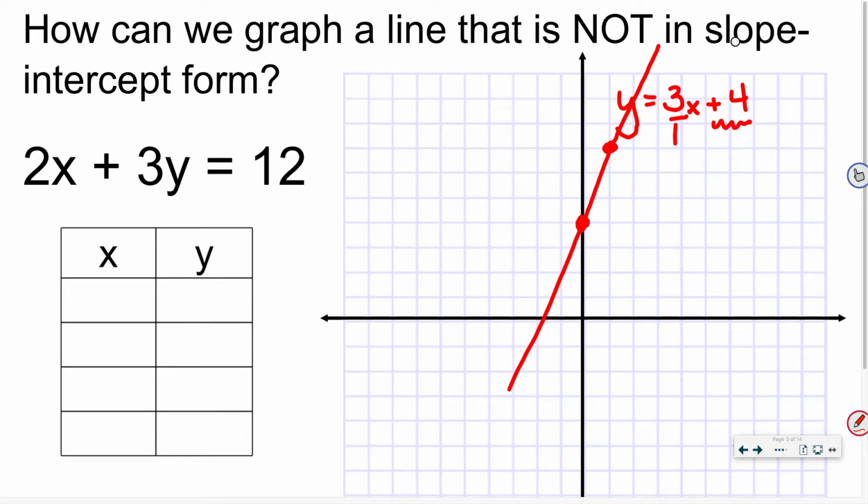But this equation here is not in slope-intercept form. 2x plus 3y equals 12. How do you think we can graph that line? Okay, you have 2 options, right? There's 2 ways that we can graph this. But the main question here, and this will help you figure out how to graph it, is what does it mean to have a coordinate on a graph? Like if I say I have a point on a line, what does that mean in terms of the equation? How would I know if the point is on the line or not on the line?